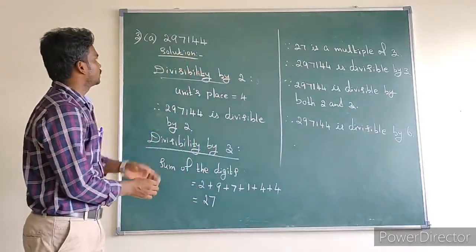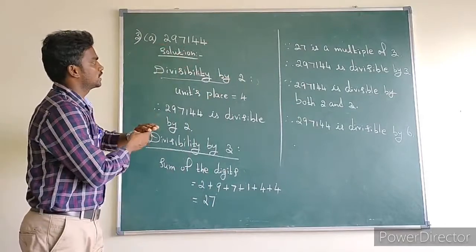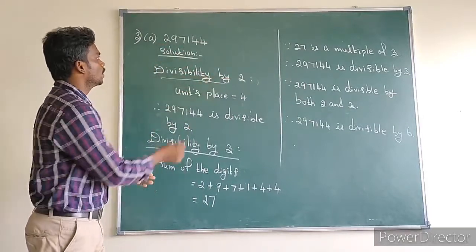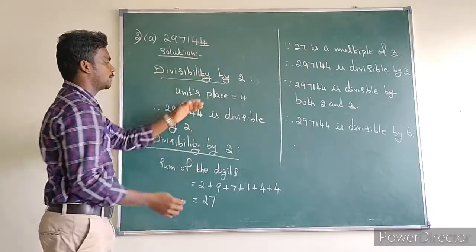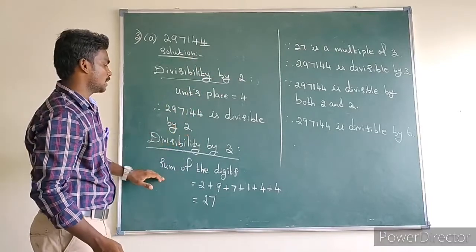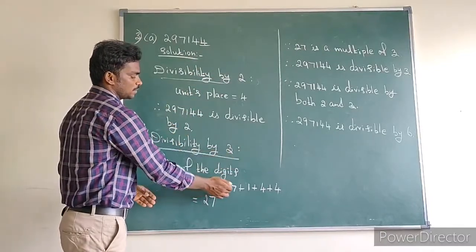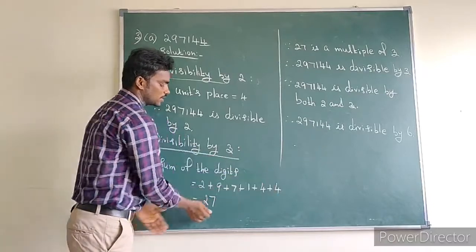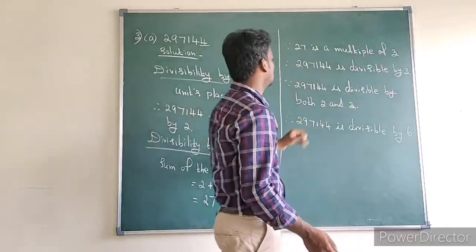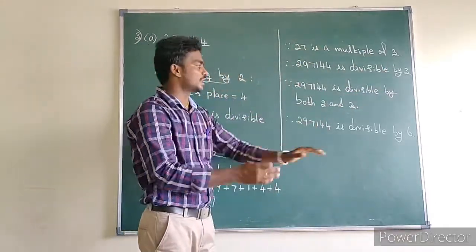So we know how to check whether a number is divisible by 6. 297144 is given. First we find the divisibility condition for 2. The unit place value is 4, so this number is divisible by 2. The sum of the digits is the divisibility condition for 3. The sum 2 plus 9 plus 7 plus 1 plus 4 plus 4 equals 27, a multiple of 3, so it is divisible by 3. So this number is divisible by both 2 and 3, which means it is also divisible by 6.